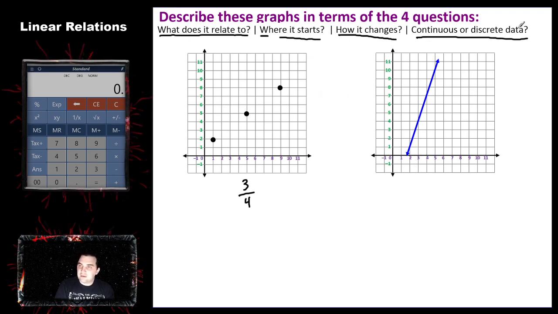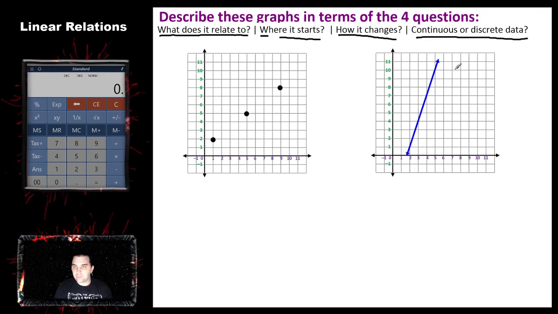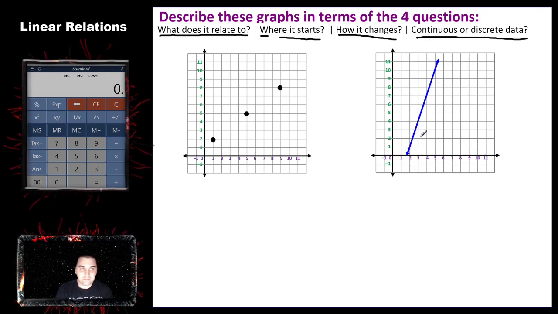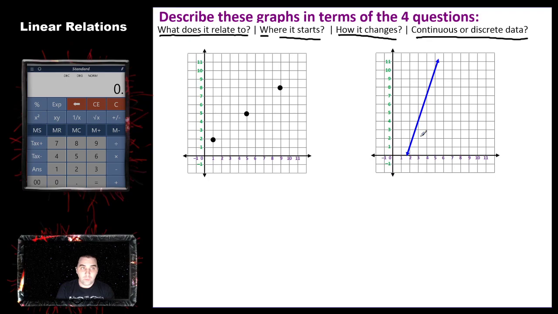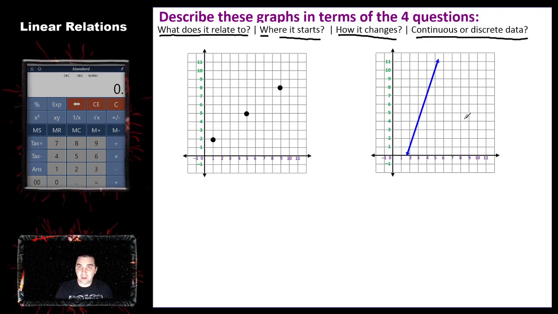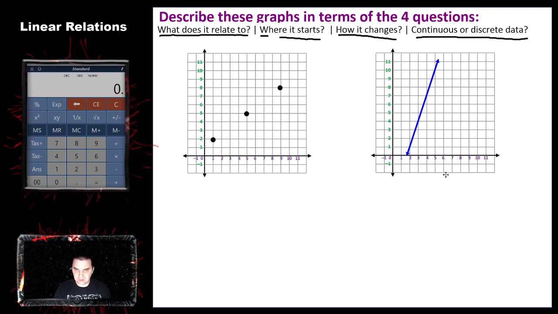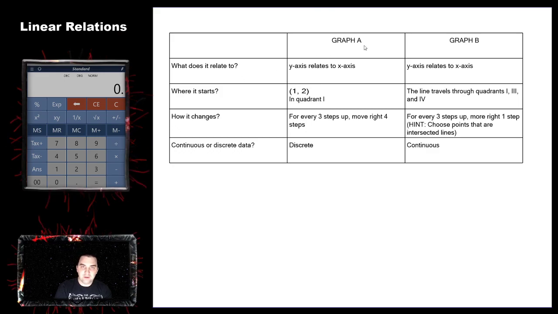All right, and continuous or discrete? This is definitely discrete. Okay, the next one, think about that. Where does it relate to? Where does it start? How does it change? Continuous or discrete data? I have this all written out on the next slide, I believe, so let's just take a look. So graph A, here's what I had.